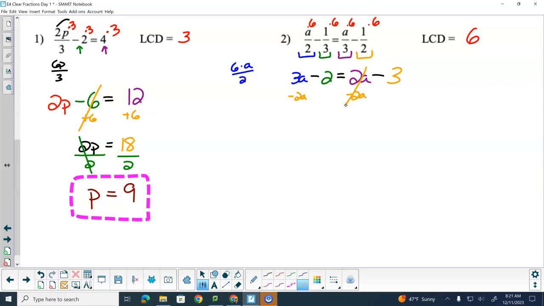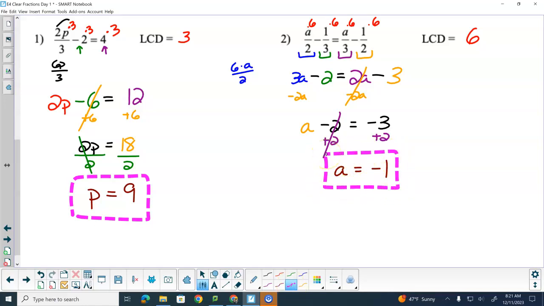(3A minus 2A) is 1A. Add 2 to both sides. Just A equals -1. With me? All right. You try. 3 and 4. Go for it.